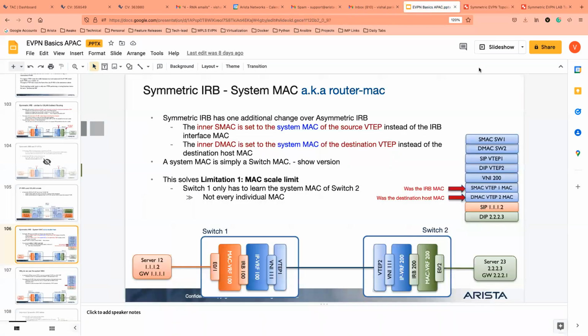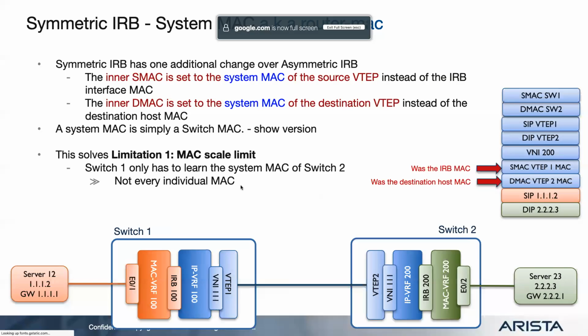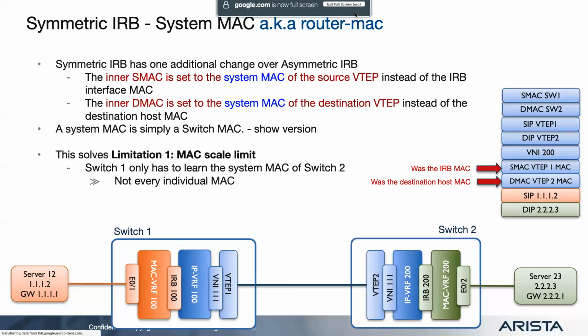So that's what we are doing here. We are sending traffic to the gateway of IRB 100. IRB 200 is not present here, so we will route into this VRF. Now when we send the encapsulated packet out, it will be like this. Your source IP is this IP address, the server 12 IP address. Destination IP is 22.23, correct?